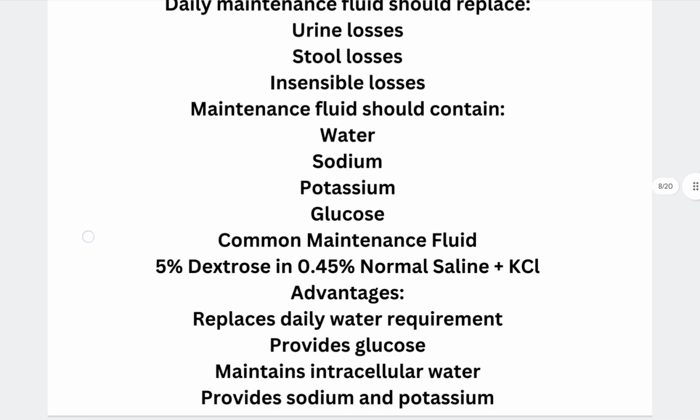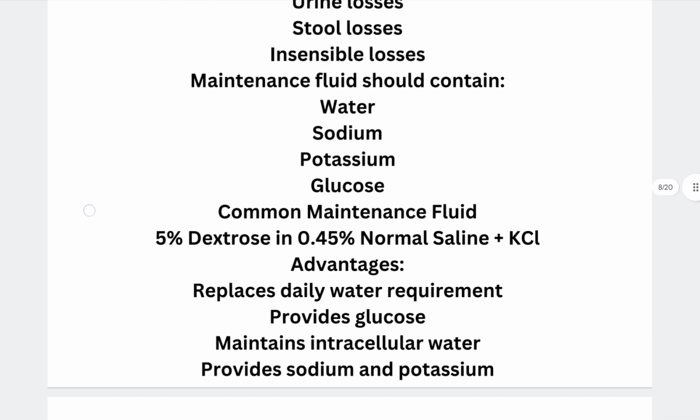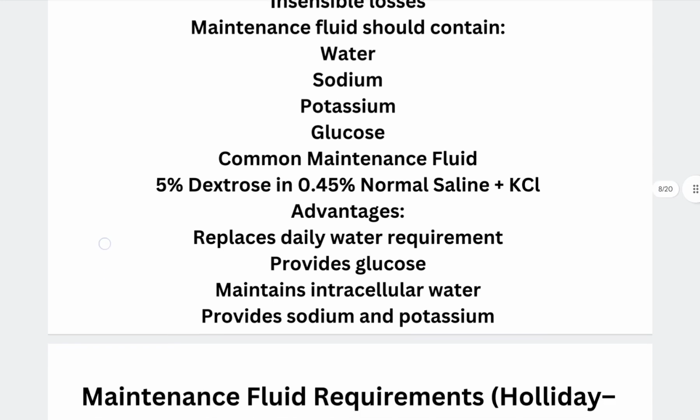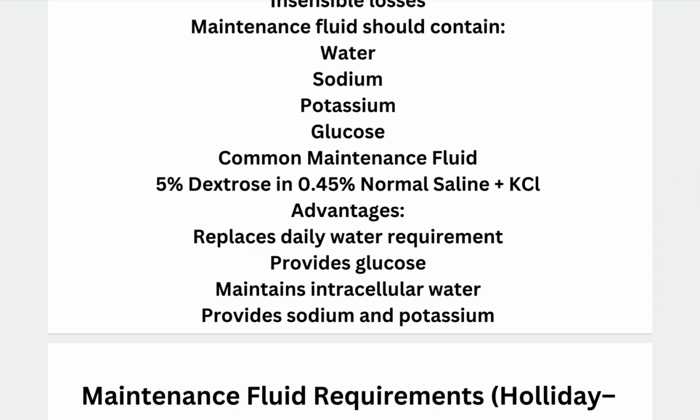Because when you infuse the patient with this combination, it will provide the glucose, it will provide your normal sodium, and it will also provide potassium, which manages your electrolyte imbalance. So basically the ideal composition is 5% dextrose in half normal saline, plus or minus KCl.